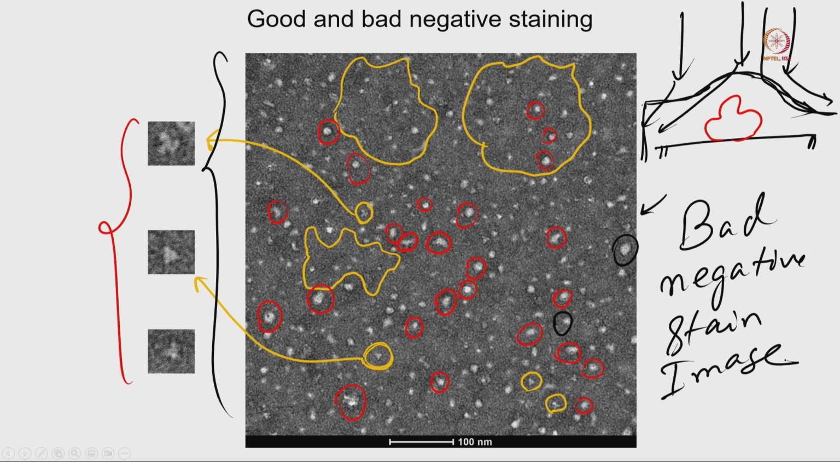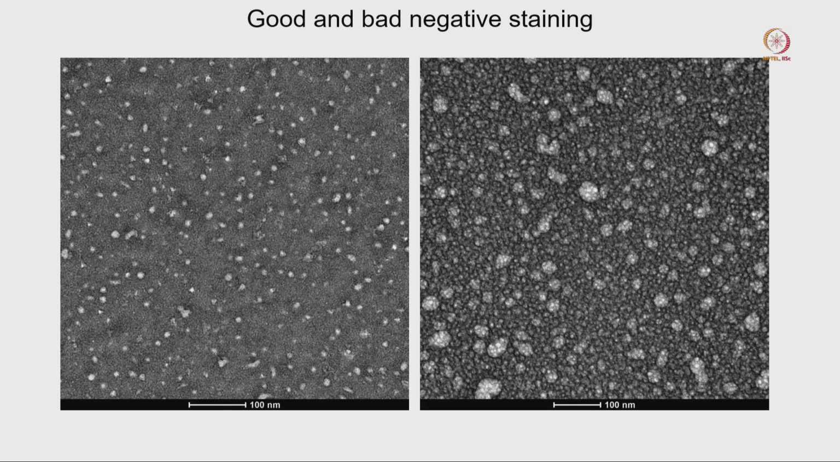So, this kind of image we also should not consider for any other purposes. Let us take a look at the next image. Here I am showing you another two different types of image. Again, this image is the same as the last one, a thick stain image.